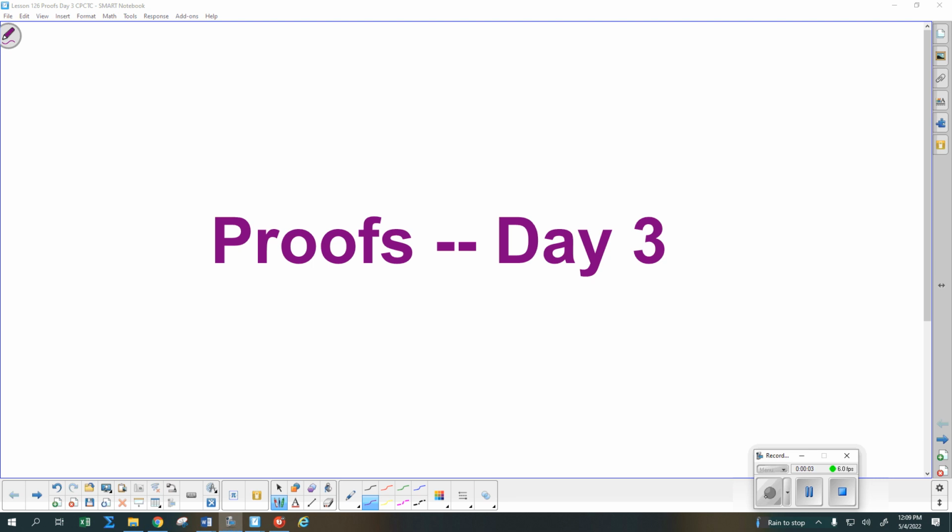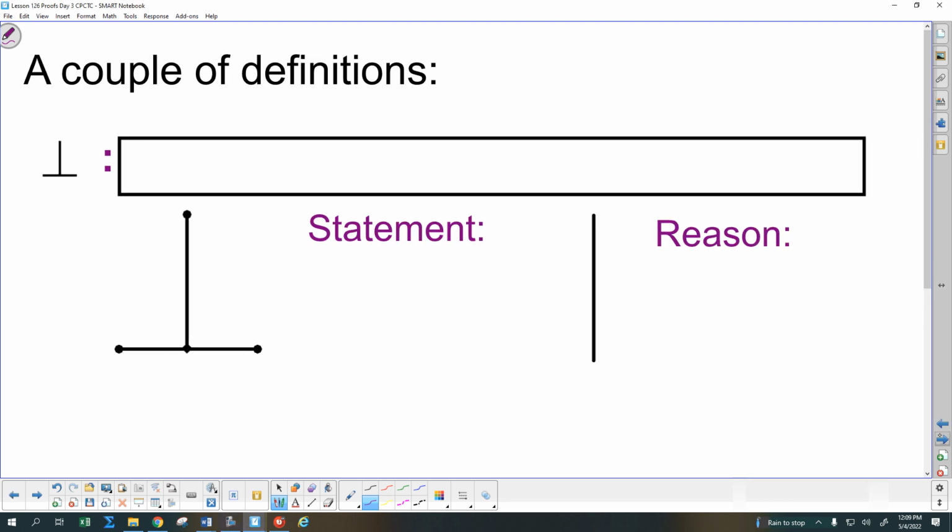Our third day of working on proofs. Today, we're going to work with a little bit of vocabulary and definitions that we haven't yet used in proofs. Does anybody know what this symbol of an upside down uppercase T means?